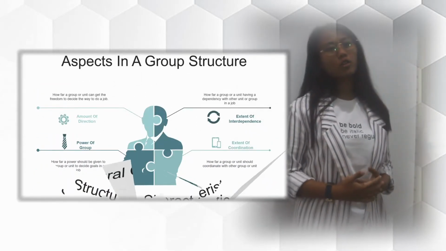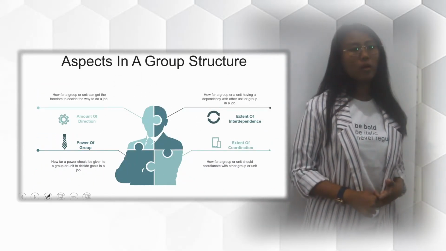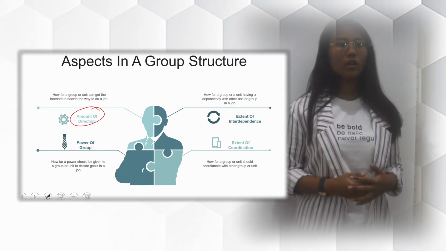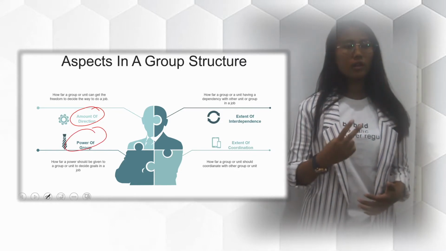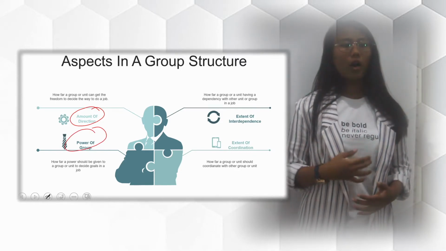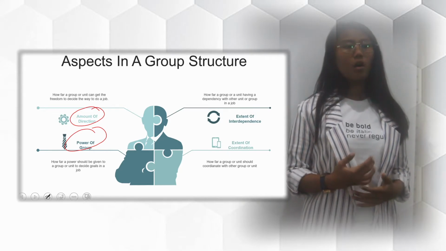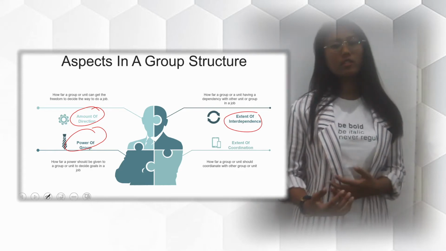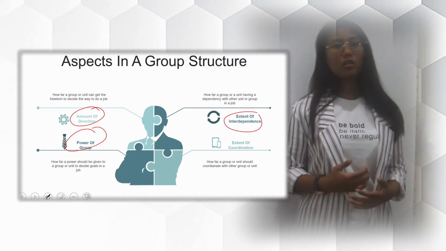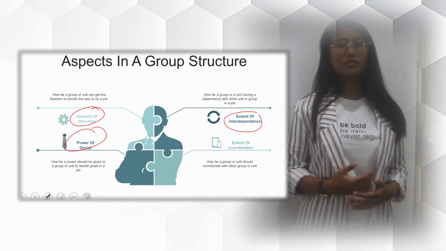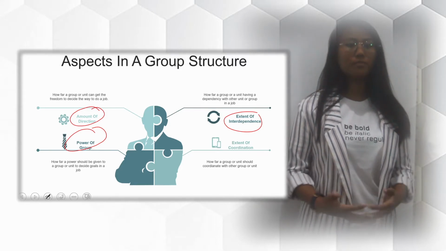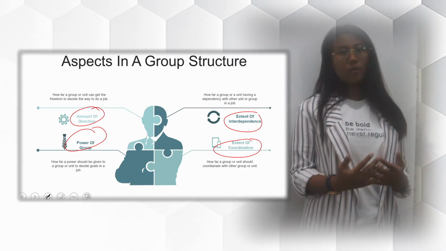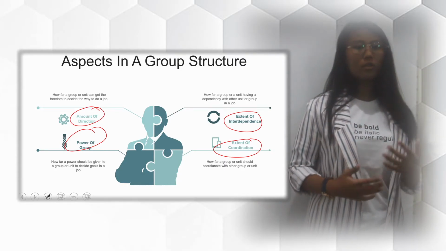Aspects in a group structure. The first is amount of direction: how far a group or unit can get the freedom to decide the way to do a job. The second is power of group: how far the power should be given to a group or unit to decide goals in a job. The third one is extent of interdependence: how far a group or unit has a dependency with other units or groups in a job. And the last one is extent of coordination: how far a group or unit should be coordinated with other units.